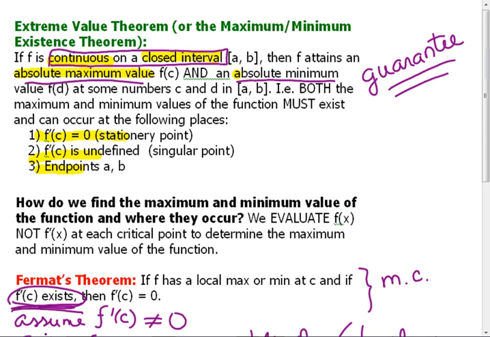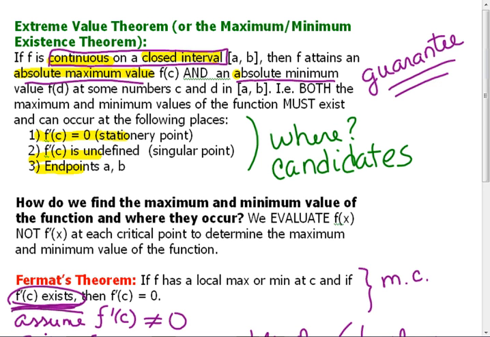I know they exist. Where do you find them? Where are you going to look? These are the candidates, the possible places you will get a maximum. The endpoints are possible, and then these are called the critical points, which we just talked about, where the derivative is 0 or where the derivative is undefined. So the only calculus I'm going to do is taking the derivative, and that's it. How do I know which one of these gives me the maximum?